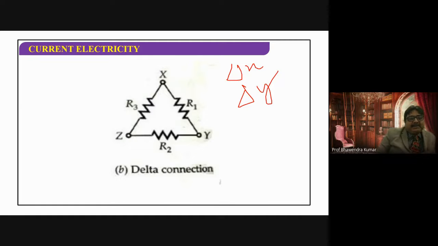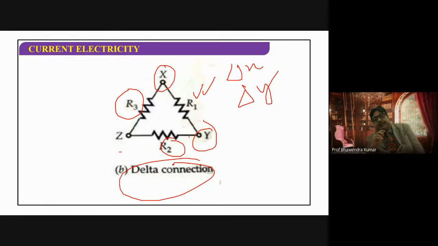And the resistance between the same nodes, between X and Y, is R1. Between X and Z, the resistance is R3. Between Y and Z, the resistance is R2. This is the delta connection.